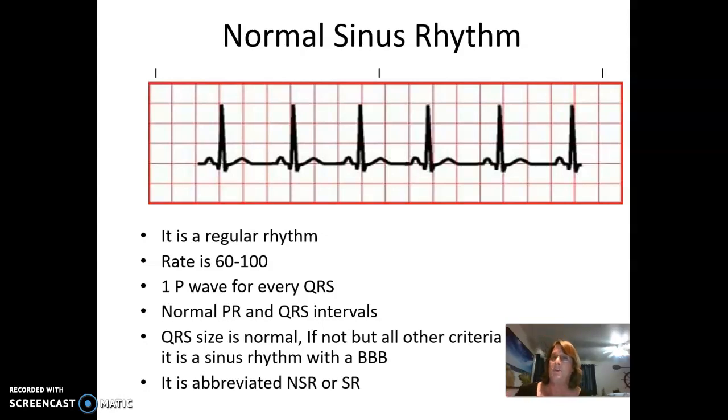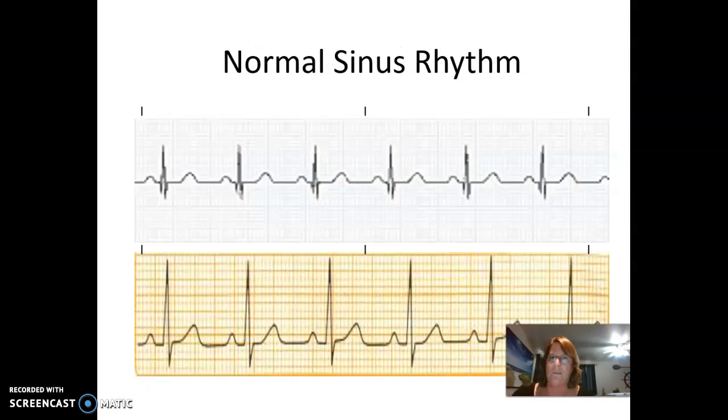So, and you always want to put the rate. So sinus rhythm at 60, or normal sinus rhythm, NSR at 60. You'll always put the rate on your rhythms. Okay, this one here, regular rhythm, QRS to QRS to QRS to QRS to QRS to QRS is regular. My rate in between two sets of hash marks, 1, 2, 3, 4, 5, 6, so rate is 60.